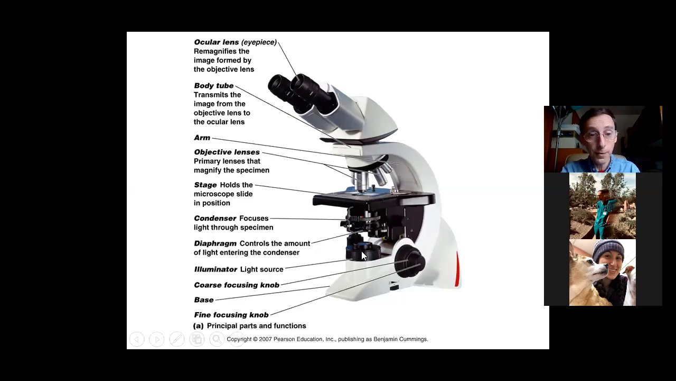The lamp or illuminator or light source is down here. And then the knobs for focusing are extremely important. The big knob, this one right here, is the coarse focus. The smaller knob is the fine focus. Any questions about the parts of the microscope?